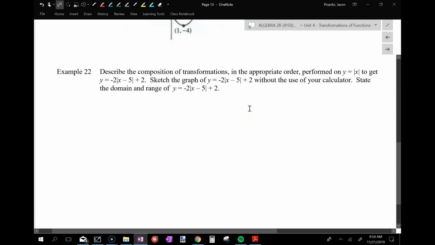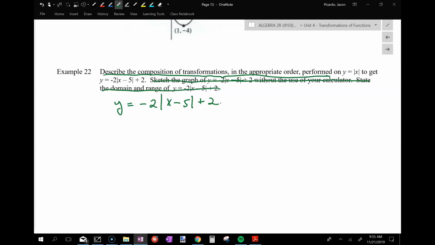All right, I know it says a bunch of things here. All I want to do is describe the compositions in the appropriate order. I'm not going to do the rest of this. I'm not going to do this, and I'm not going to do this. Okay? So in order, what is this going to do?